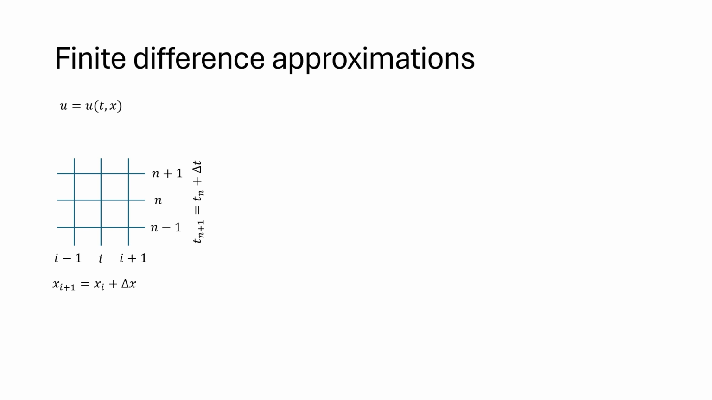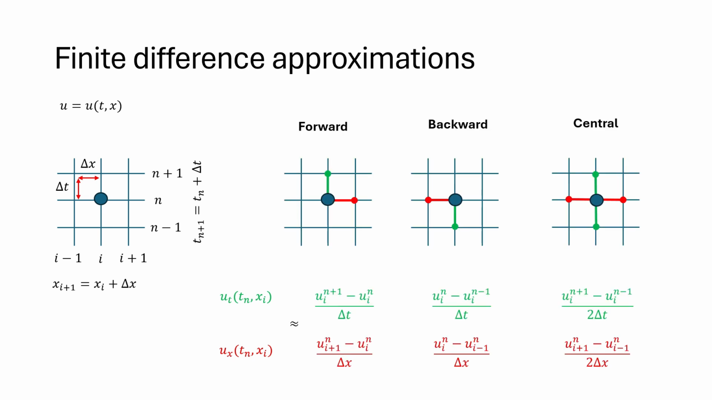Here, our variable is a function of both time and space, so we discretize our grid such that one axis represents time and the other axis represents the space variable x. The grid spacing for x is delta x and for time it is delta t. Then we can approximate the first derivatives with respect to time and x at point (t_n, x_i) using forward, backward, and central finite difference schemes. Similarly, we can approximate the second derivatives using finite differences.